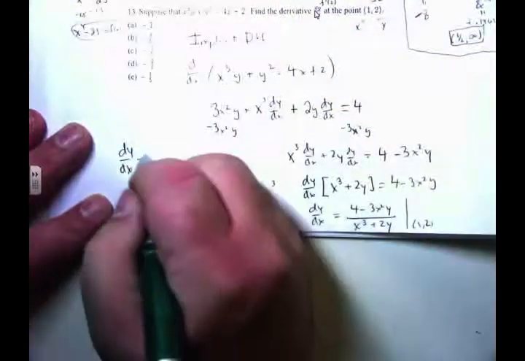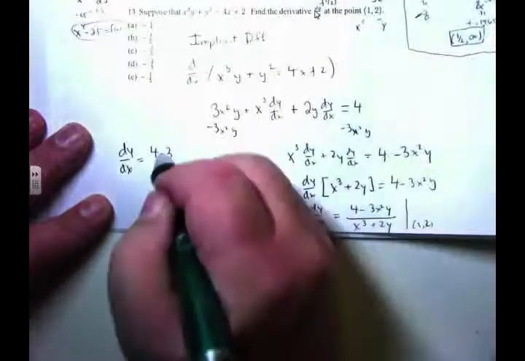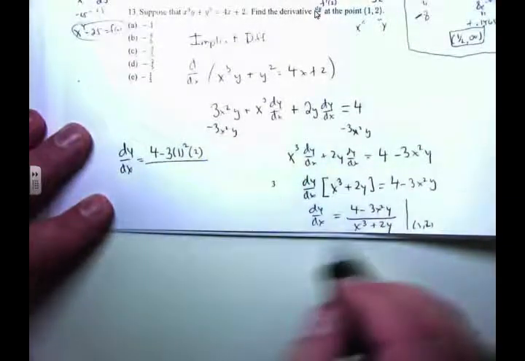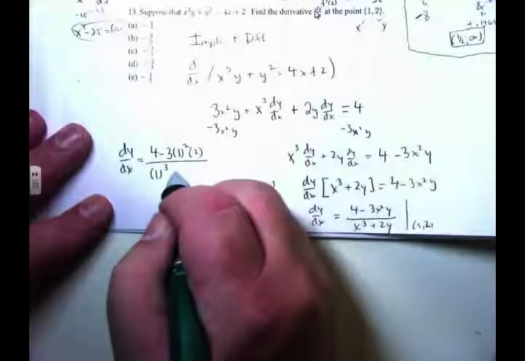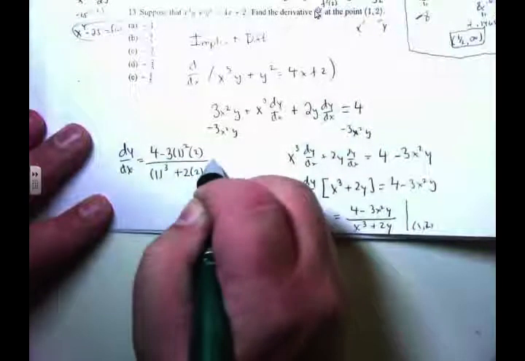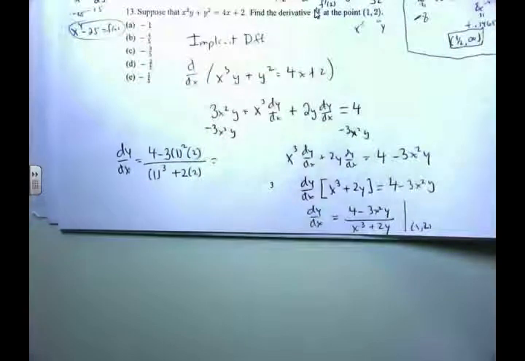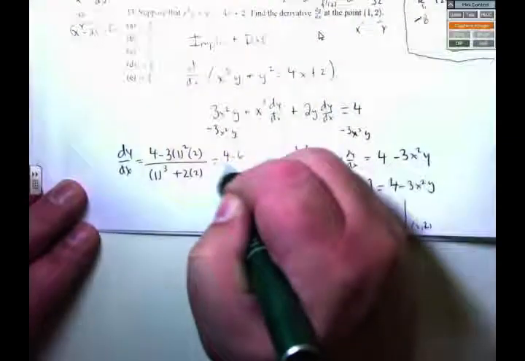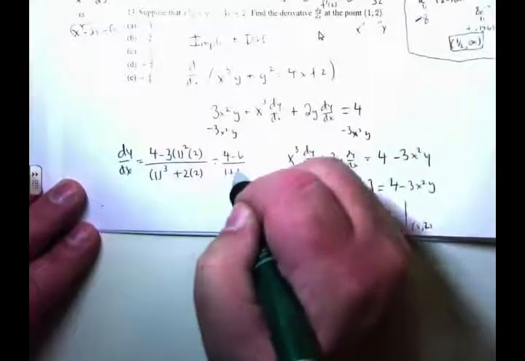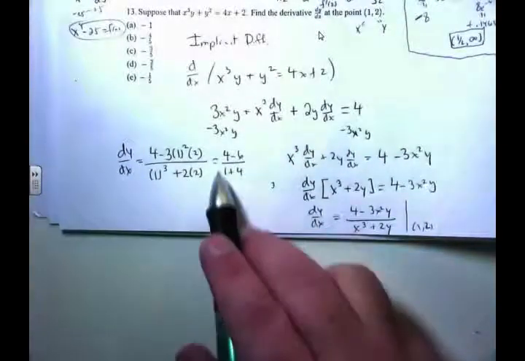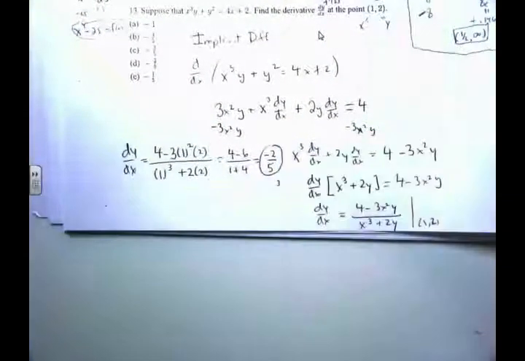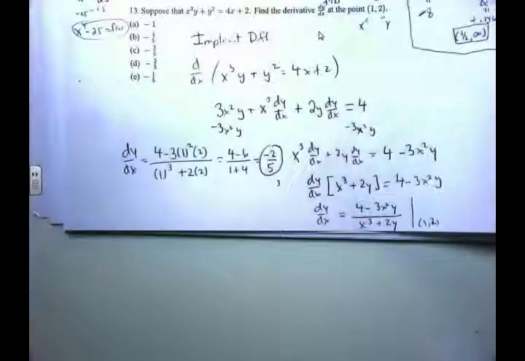So dy over dx would be equal to 4 minus 3, x is 1, that'll be 1 squared, times y, which is 2, divided by x cubed, 1 cubed, plus 2 times y, and y is 2. I plugged in x is 1 and y is 2 into my derivative. Cleaning them up, 1 squared is 1, times 2 is 2, times 3 is 6, so this is 4 minus 6. 1 cubed is 1, 2 times 2 is plus 4. 4 minus 6 is negative 2. 1 plus 4 is 5. I get the answer negative 5 halves.